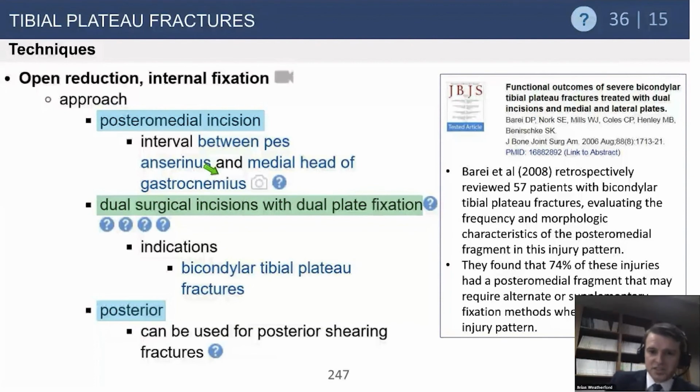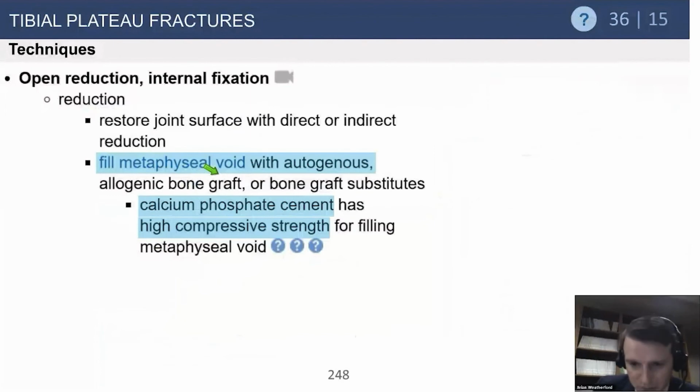All right, so this is the study by Barei that I was discussing earlier, and I misquoted this, so I'll take a step back from that. 74% of the bicondylar injuries had a posterior medial fragment. And that typically does require alternative or supplementary fixation, typically with a posterior medial buttress plate.